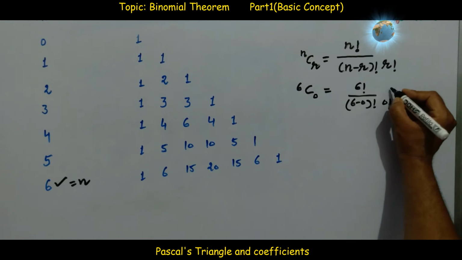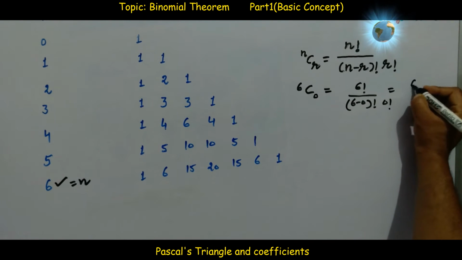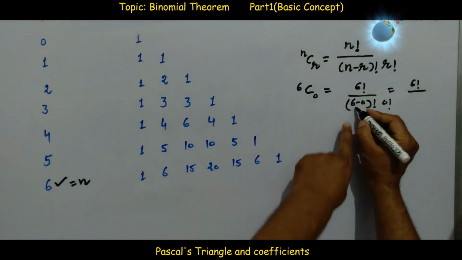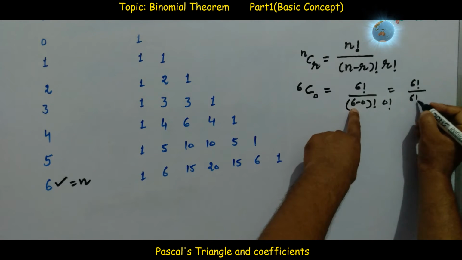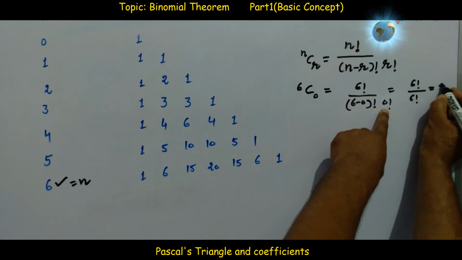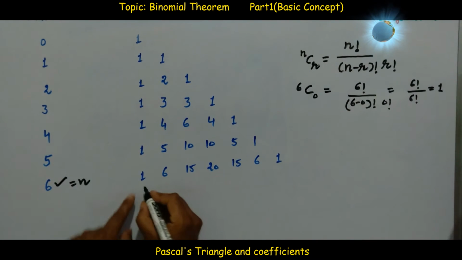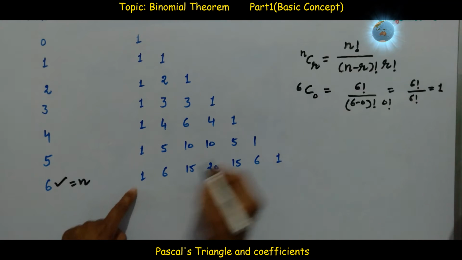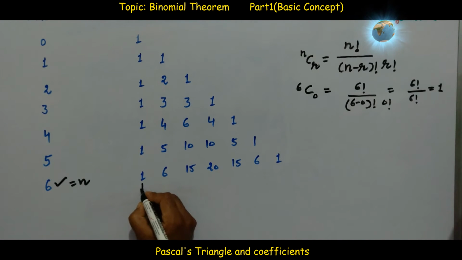What is the meaning of this? This means 6 factorial divided by (6 minus 0), which is 6 factorial, and 0 factorial value is 1. So 6 factorial divided by 6 factorial is 1. So what can we say? This 1 we can write as equal to 6C0.